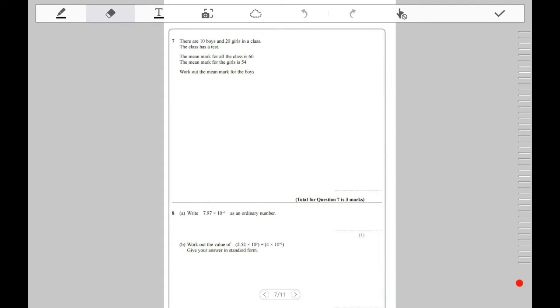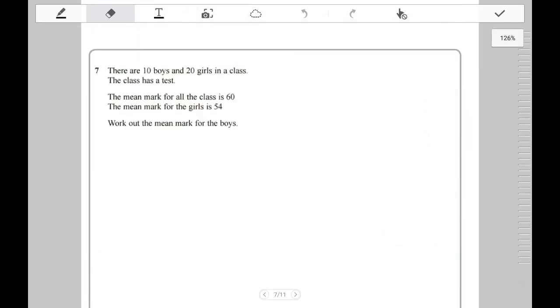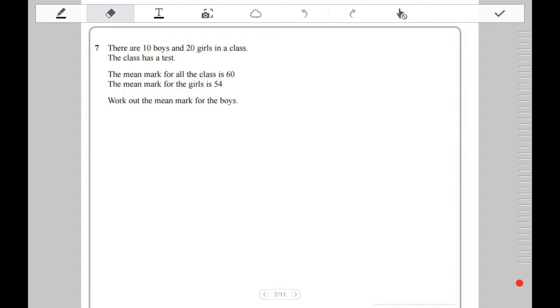Okay, moving on to question 7. The question states, there are 10 boys and 20 girls in a class. The class has a test. The mean mark for all the class is 60. The mean mark for the girls is 54. Work out the mean mark for the boys. Okay, so in these types of questions, I always like to state the unknown as x. So let x equal mean mark for boys.